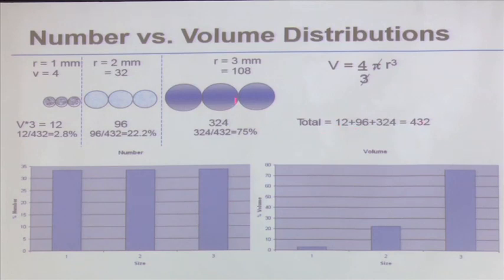If r is equal to 3 millimeter, then I have got 108 volume units when I convert into volume, and the total volume is 432. If I get the relative percentages by volume, this is only 2.8%, this is 22.2%, but this is 75%. So, this is the volume percentage, but number-wise they are all 3. The number distribution remains unchanged, they are equally distributed, all 33.33%. But when I plot the volume distribution, they are entirely different. So, I must know what that distribution is. Is it the volume distribution, number distribution, mass distribution, what distribution?